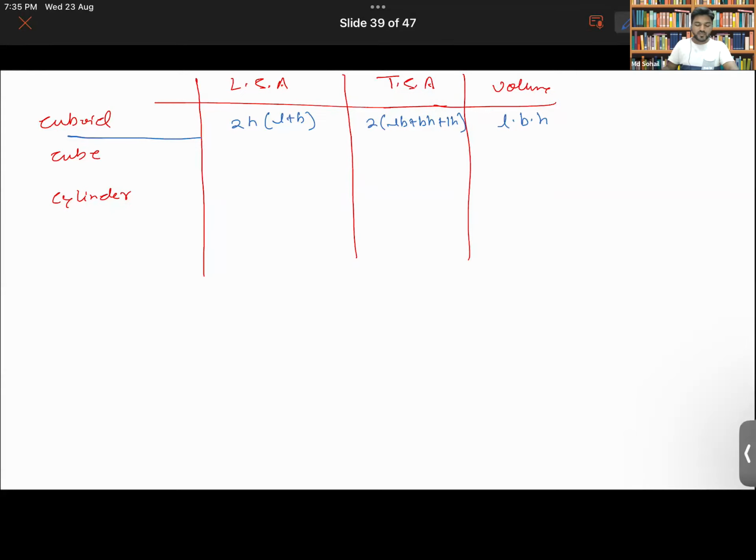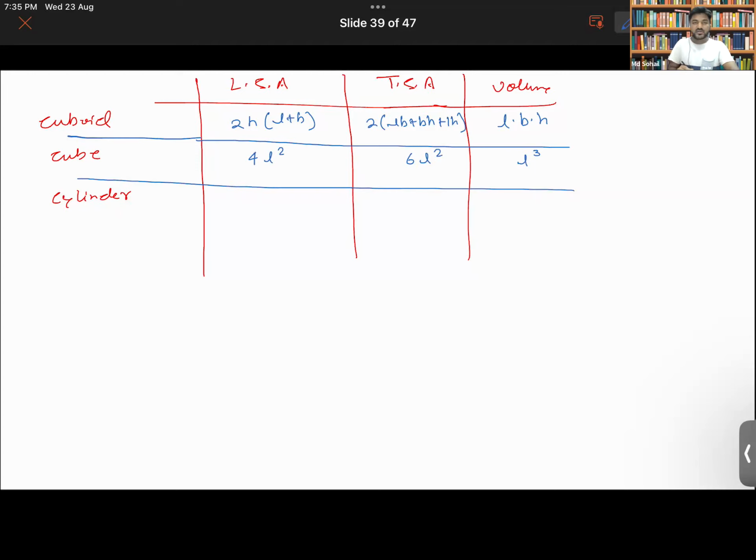No. Okay. What about cube? 6L square. Lateral surface area, is it 6L square or 4L square? 4L square. Yes. Then total surface area 6L square, and volume L cube, whatever you take the side as.